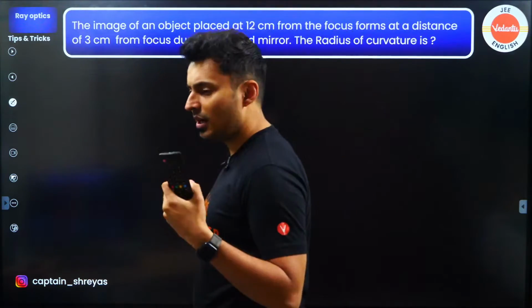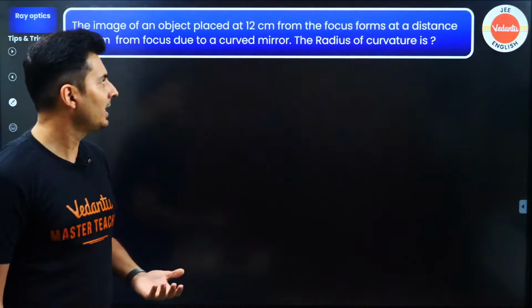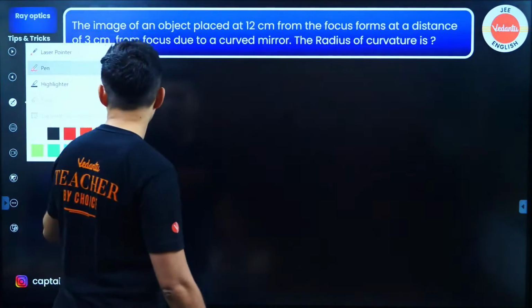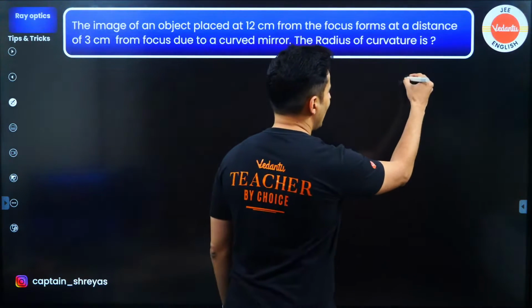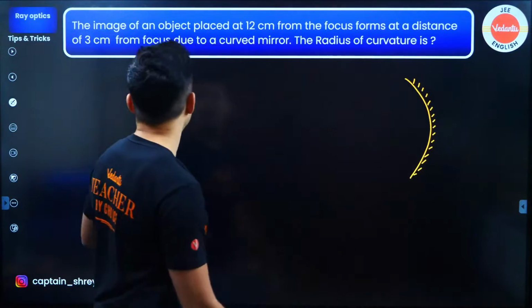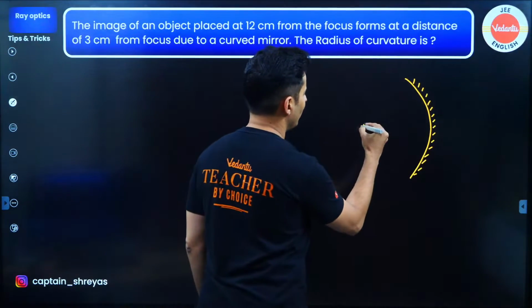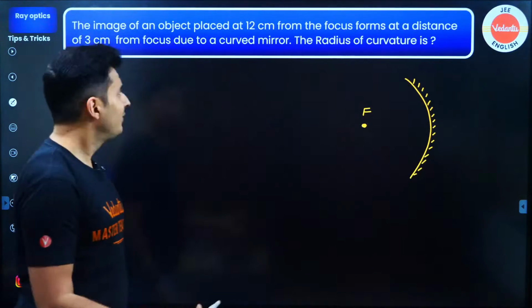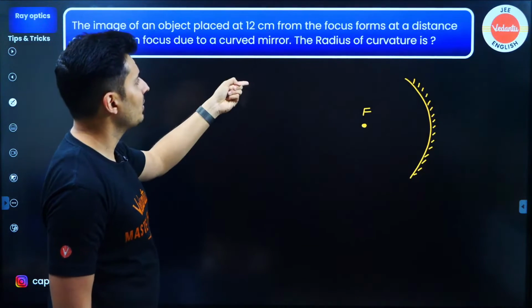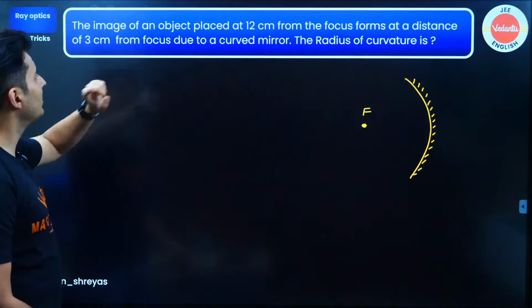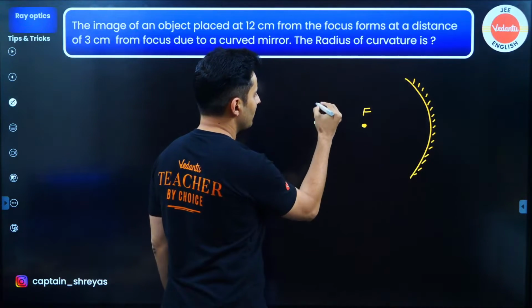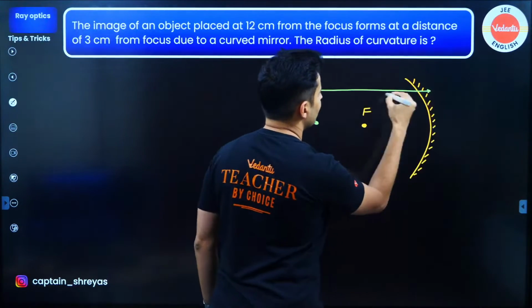Okay, let's move on now to the next type of question, which is going to come up on your screen. Look at this. This is based on a curved mirror. So let me draw that curved mirror. We have a curved mirror, something like this, because radius of curvature is asked. And from the focus, let's say the focus is over here. The image of an object placed at 12 centimeters from the focus forms at a distance of 3 centimeters from the focus.